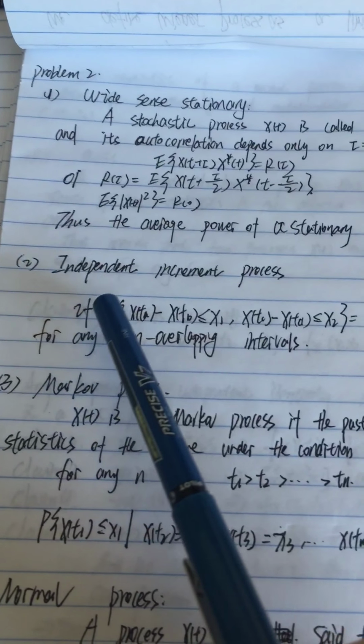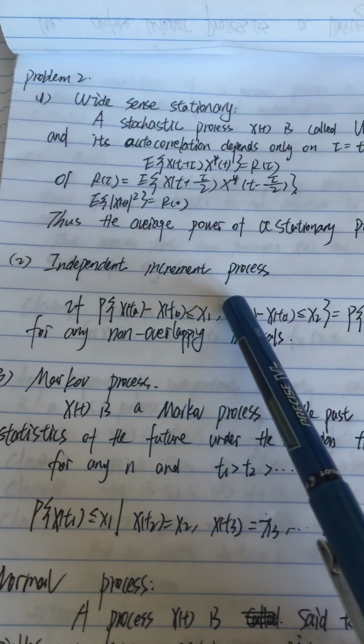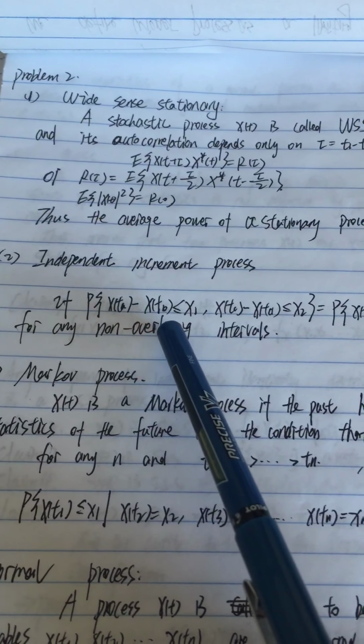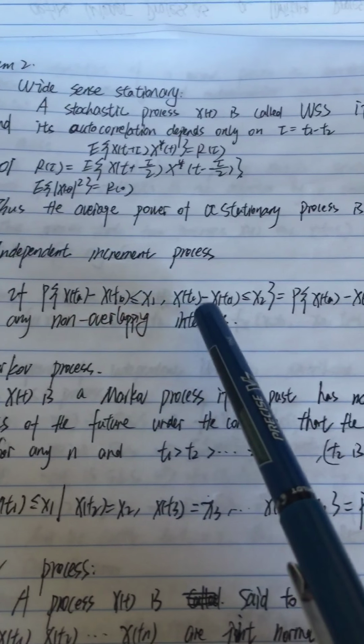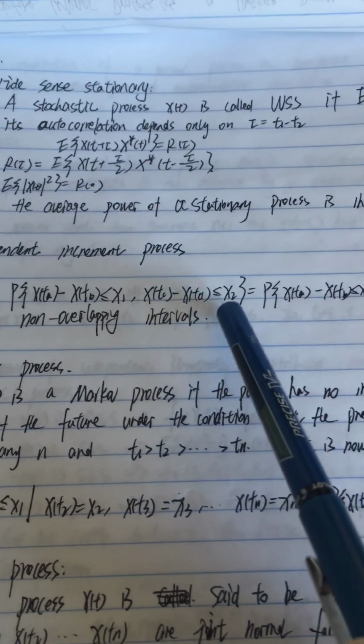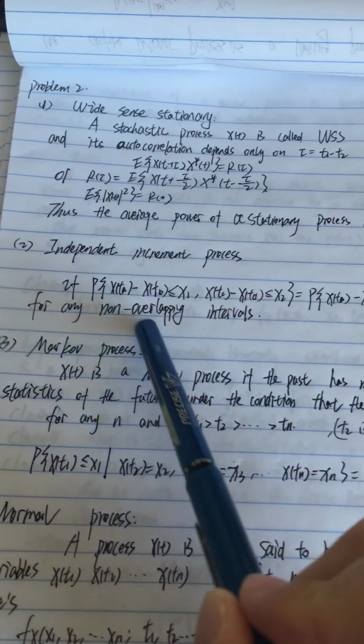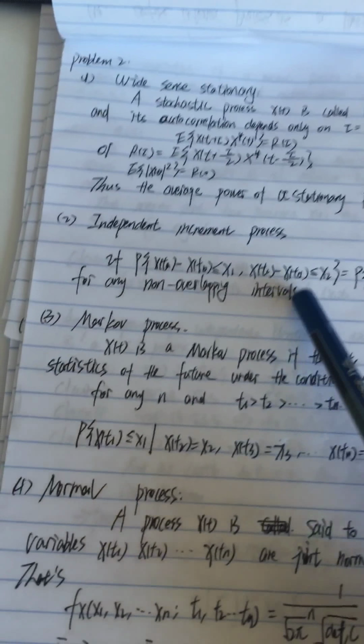The second example is the independent increment process. If the probability of x(t_a) minus x(t_b) smaller than x1 and x(t_c) minus x(t_d) smaller than x2 is equal to the product of these two parts, for any non-overlapping intervals.